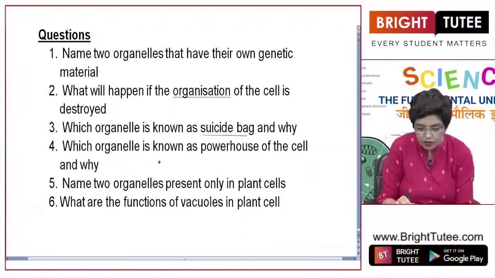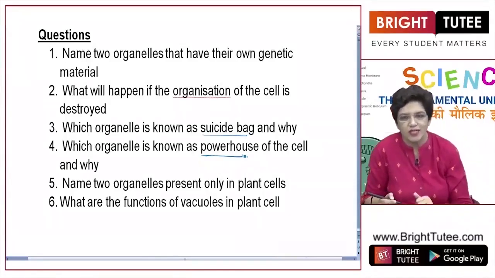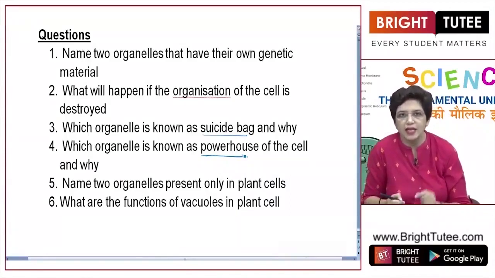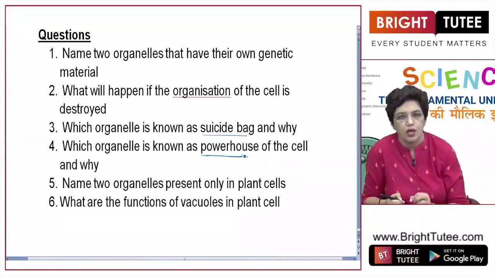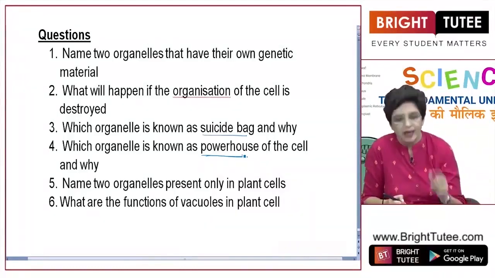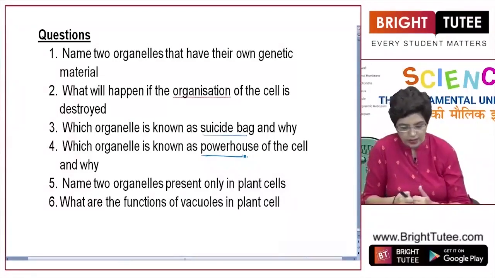Next question, which organelle is known as the powerhouse of the cell? The powerhouse of the cell we call mitochondria, because mitochondria is the site of cellular respiration. Glucose is oxidized to release energy in the form of ATP. So it provides the energy currency to the cell. That is why it is called the powerhouse of the cell.